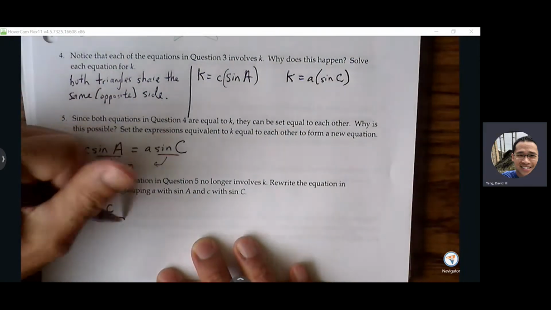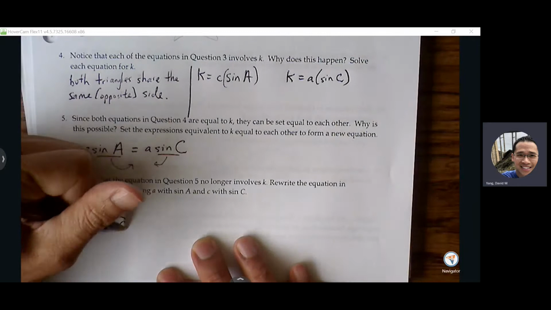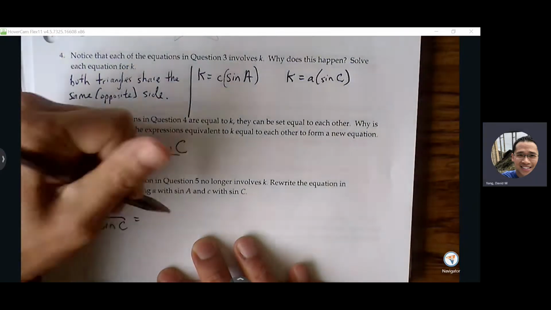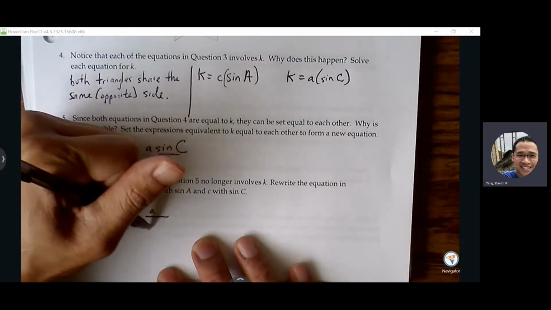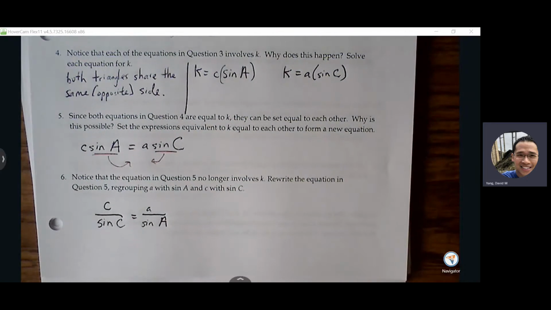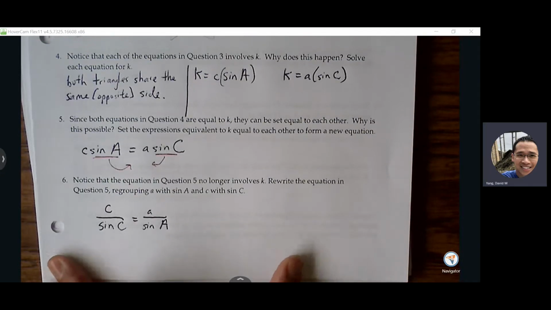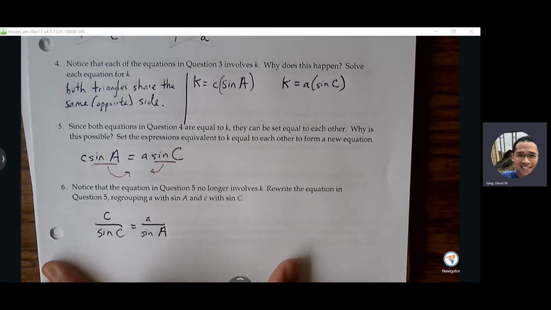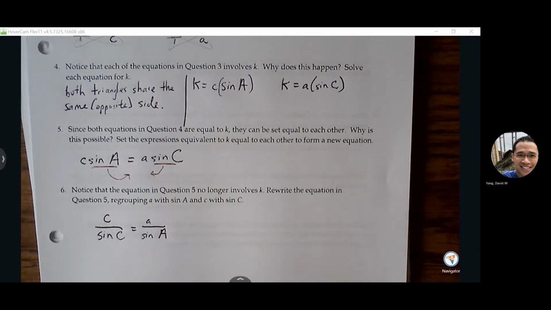So I have c over sine of uppercase C is equal to a over sine of uppercase A. Okay. We're really just working towards the formula that we're going to be using. But right now it's just showing how to arrive at this formula. We're going to do the second half on the second page.